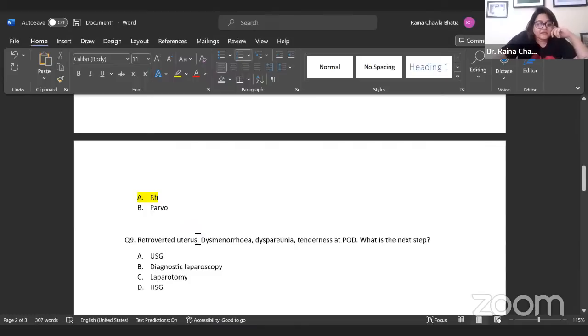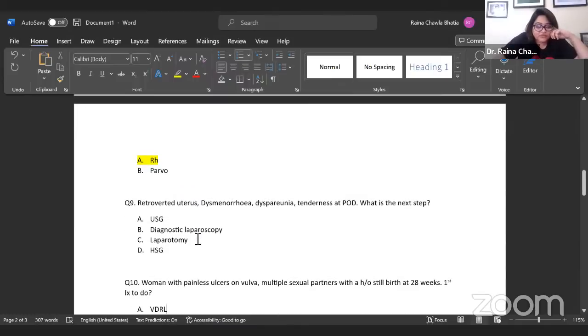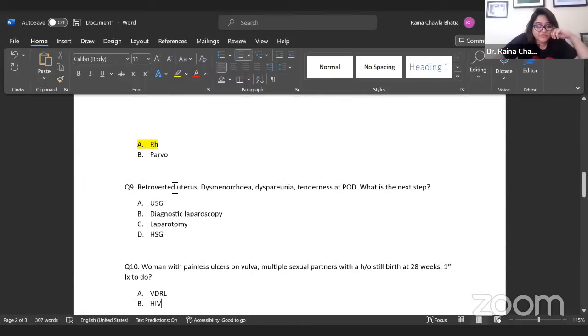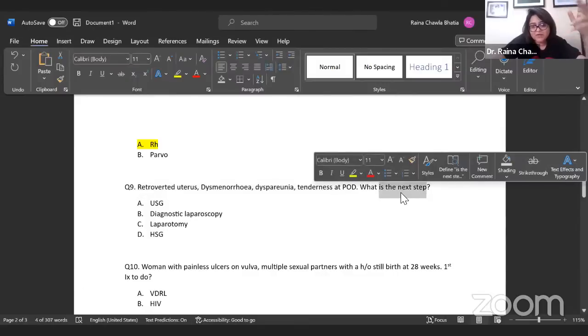Okay. Then there's a question on endometriosis, patient with classical features of endometriosis. Okay, so you're basically supposed to identify what this is: retroverted uterus with dysmenorrhea, with dyspareunia, with tenderness. This is all features of endometriosis. Now, I don't know what was asked next. Was it the next best step or what is the best investigation?